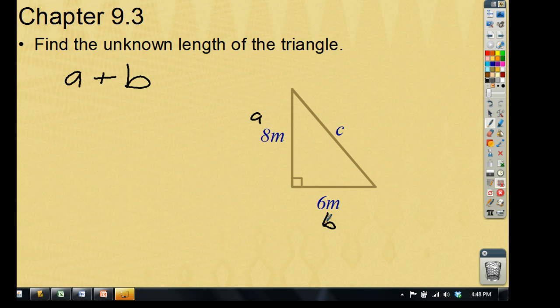It doesn't really matter which leg you choose for A and which one is B. It just matters that those are the legs. They're not opposite the right 90-degree angle. C is the one that's always going to be opposite the 90-degree angle. That one is called the hypotenuse.